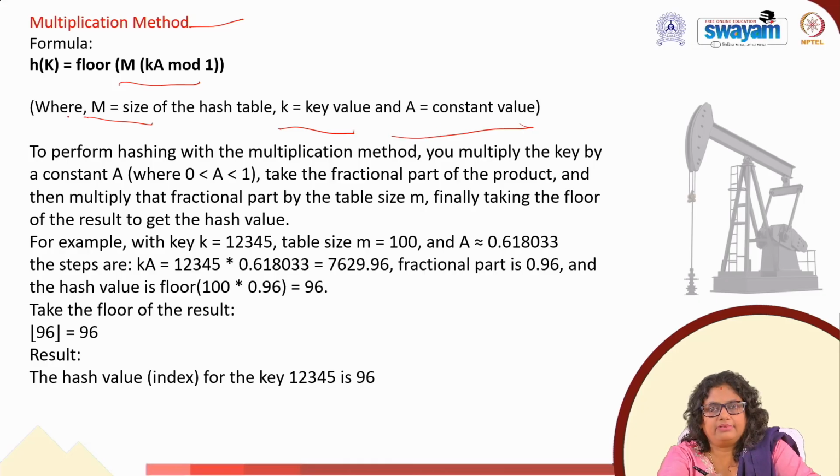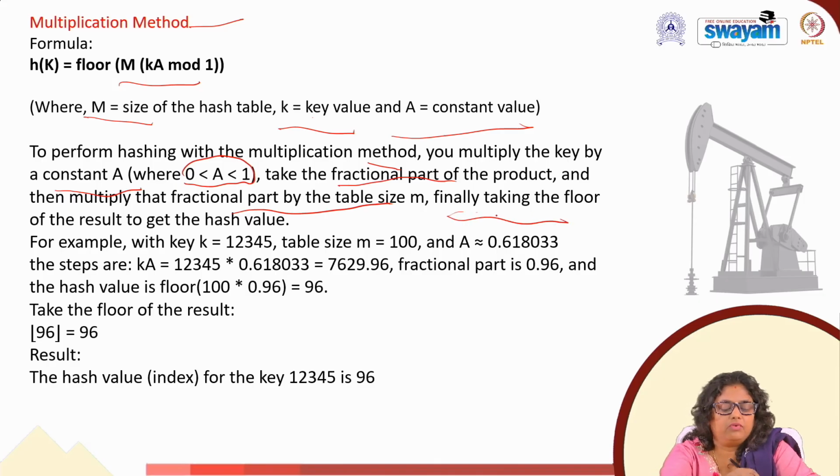To perform hashing with the multiplication method, we multiply the key by a constant a. What is a? It varies from 0 to 1. Once we multiply the key value with this value, we take the fractional part of the product and multiply the fractional part by the table size or bucket count, which is m, finally taking the floor of the result to get the hash value.